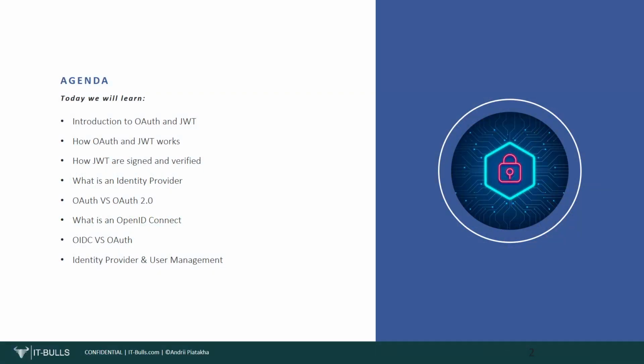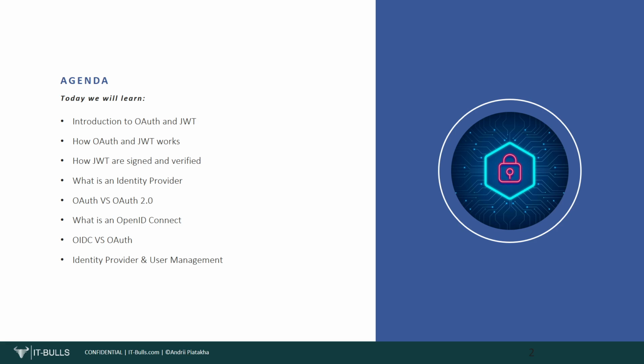So here's what we'll be covering today. We'll start with the fundamentals. I'll introduce you to the concepts of OAuth and JWT, explaining what they are and why they matter in modern authentication systems. Then we'll move into how OAuth and JWT actually work together in practice. You'll understand the step-by-step flow of authentication and authorization and how tokens play a key role in this process. After that, we'll dive deeper into JWT itself, specifically how these tokens are signed, how their integrity is verified, and the role of keys in that process.